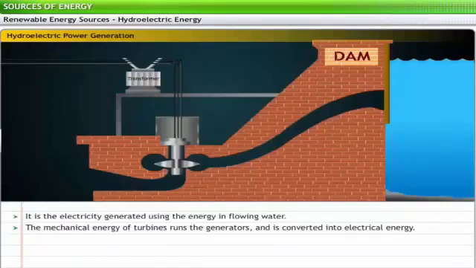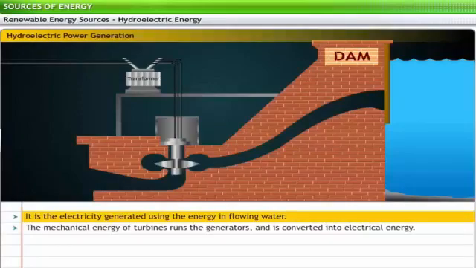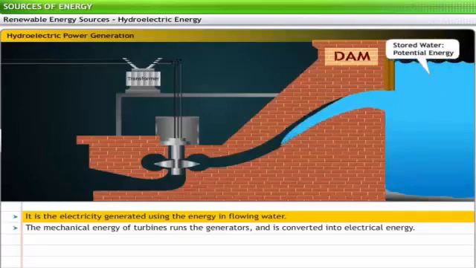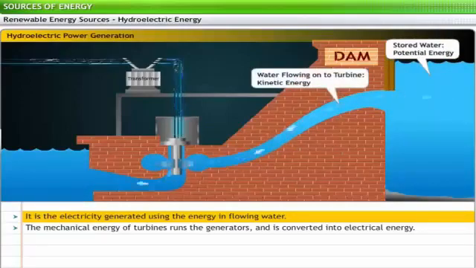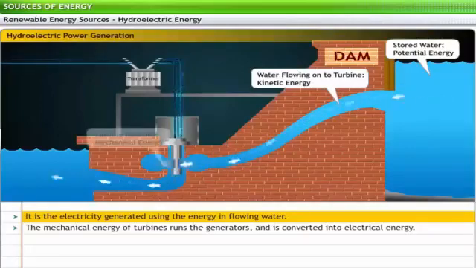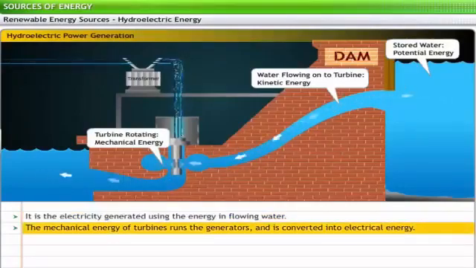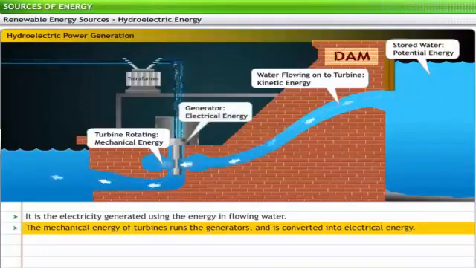Hydroelectric power or hydropower refers to the electricity generated using the energy in flowing water. To generate hydroelectric power, flowing water is stored in a dam. When this water is channeled into the power station, its potential energy is converted into kinetic energy. The flowing water turns the turbines in the power plant, transforming the kinetic energy into mechanical energy. The mechanical energy of turbines runs the generators and is converted into electrical energy.